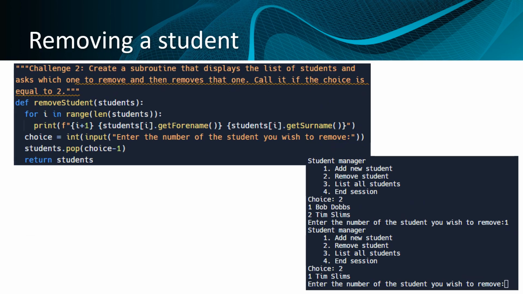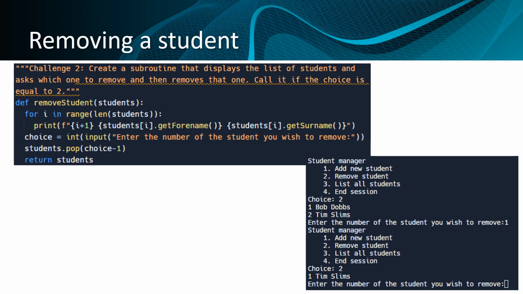Challenge 2 is the Remove Student module. This also needs to have the students array passed in and returned to avoid using the students array as a global variable. Within our subroutine, we start by creating a for i in range loop that will go for as long as the length of students, which is the array we've just passed in. Using our f-string, we're going to print out i plus 1. The purpose of that is just to make sure the list starts at 1 and not at 0, which might seem strange. And then we've used our appropriate getters to be able to get the forename and surname of each of the students.